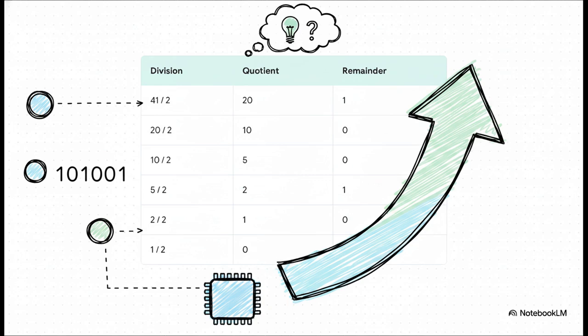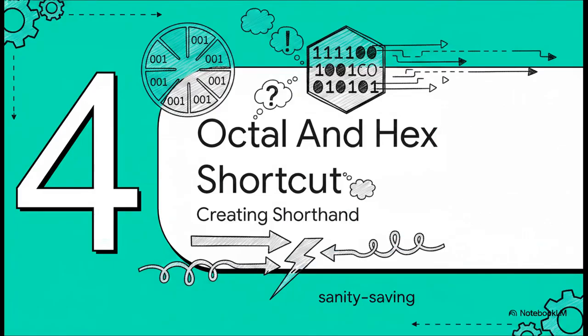Now, here is the absolute secret to getting your final answer. You read the accumulated remainders from the bottom to the top. So, decimal 41 seamlessly becomes the binary string 101001. Which brings us to section 4, the octal and hex shortcut, creating digital shorthand.